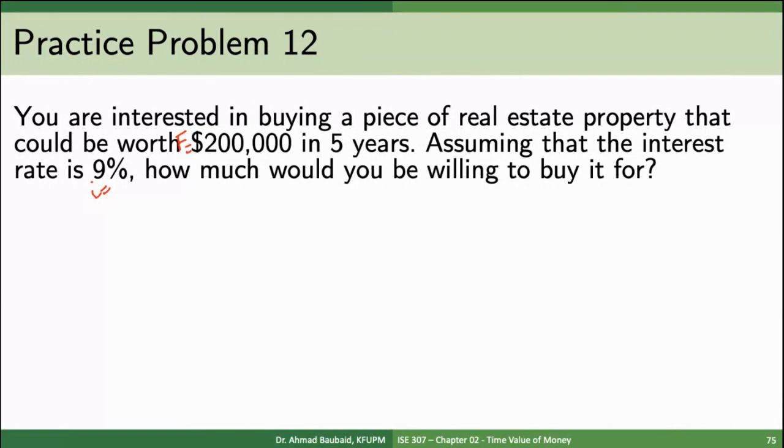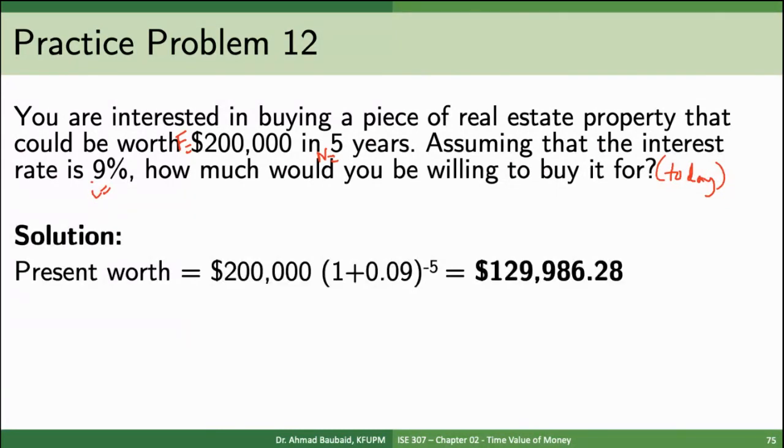How much would you be willing to buy it for today? It says today here in brackets. So you know how much it's going to be worth in the future. How much would you be willing to pay for it today? What we need to do, again, we're given N here, and we're given F, and we're given I. So you need to solve for P. And what is P here in this case? It is the present worth. It is how much this house that I believe will be worth $200,000 in 5 years is worth today. And I find this number.